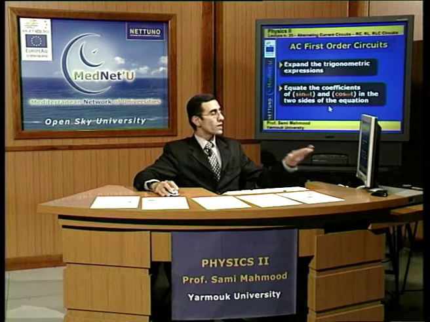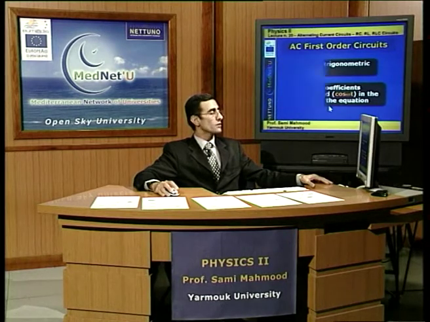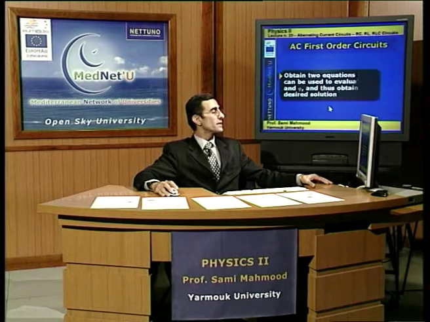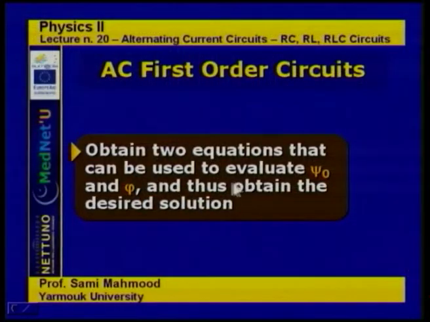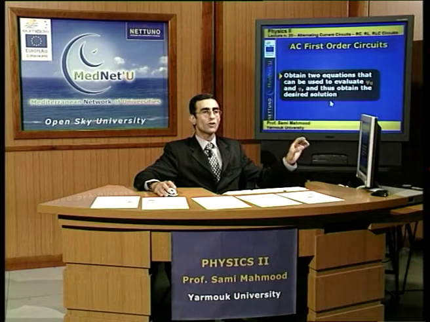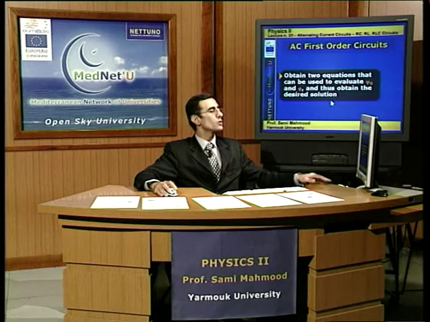So we equate these coefficients on both sides of the equation, and we obtain two equations, one from the coefficients of sine omega t, one from the coefficients of cosine omega t. And these two equations are solved. They contain psi naught and phi. They are solved simultaneously, and we obtain psi naught and phi, which is the desirable solution. By determining phi and psi naught, we get the solution fully.